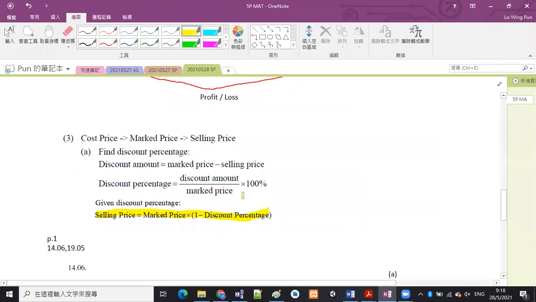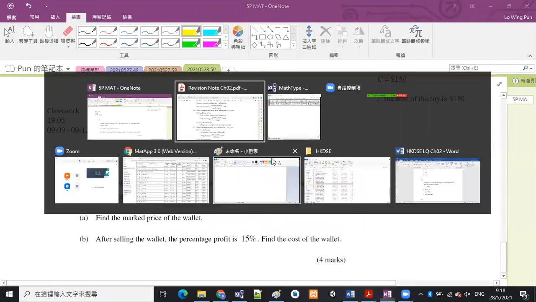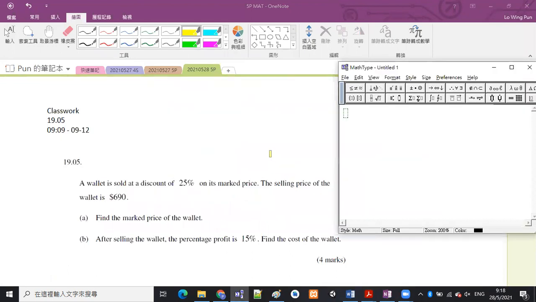So the selling price now is $690. It's equal to the mark price, which is unknown yet. So just let M be the mark price, but you do not need to write down the let statement. Then times 1 minus the discount percentage. So 1 minus discount percentage is 25%. Just like this. So that is completely correct.